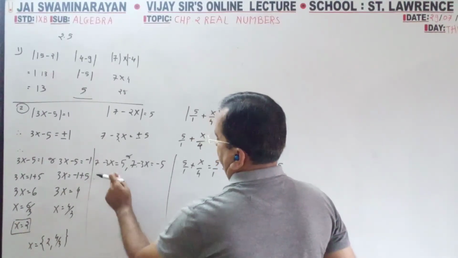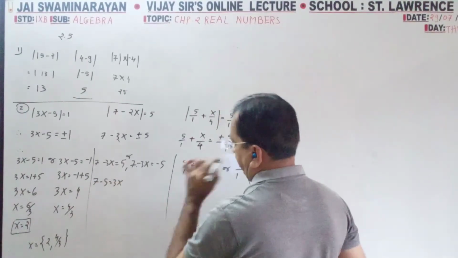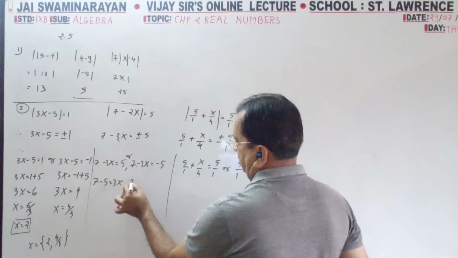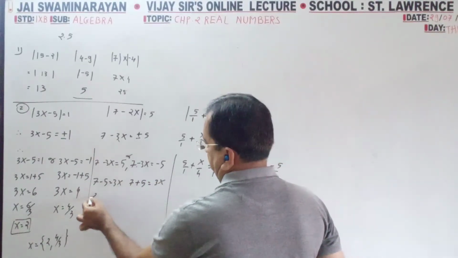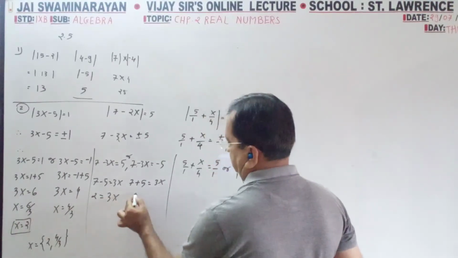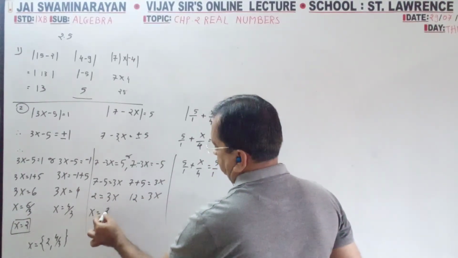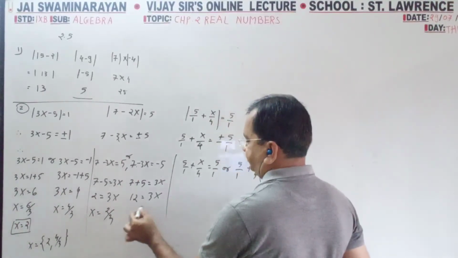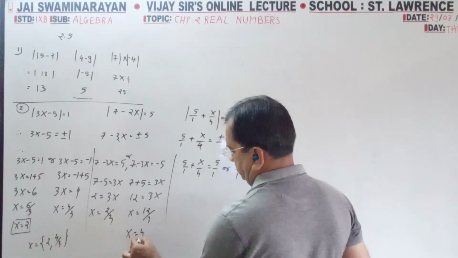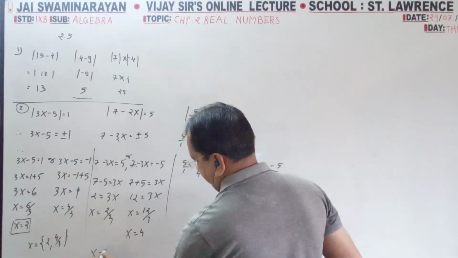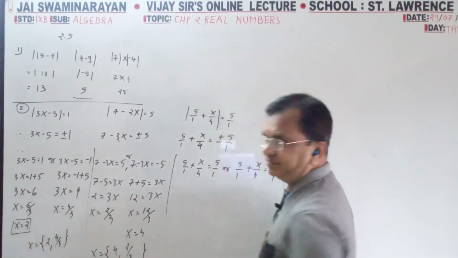Now 7 minus 3x is equal to 5. So 7 minus 5 is equal to 3x. Now here 7 plus 5 is equal to 3x. 2 is equal to 3x, 12 is equal to 3x. x is equal to 2 by 3, and 12 by 3 gives 4. This can't be simplified. So there are two answers.